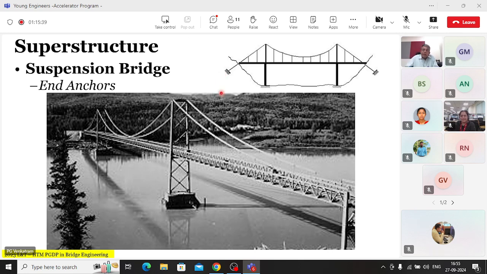But if you imagine that this is getting tied up here to the deck, this is getting tied up to the deck, then can this member not take the axial force like a tied arch? Can you create a suspension bridge with a tying force through the deck? Possible? Not possible.